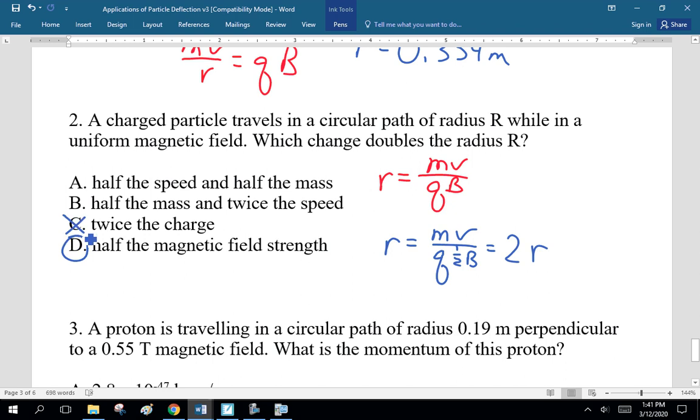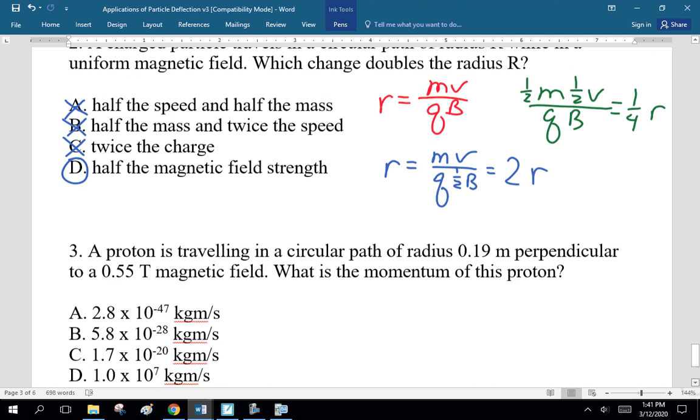Half the mass and twice the speed will cancel out. Half the speed and half the mass will give you one quarter. Now I just said that orally without proving it, so I'm randomly going to prove A to you. Half the speed, so 1/2 v, and half the mass, 1/2, becomes 1/4 the original radius. So that doesn't work. You guys prove the other two to yourself.